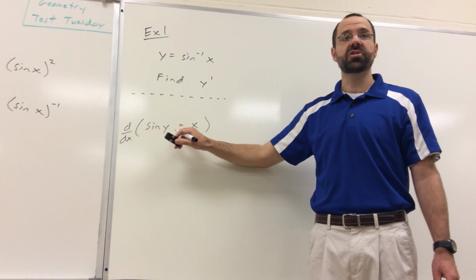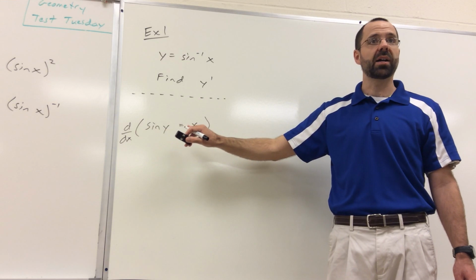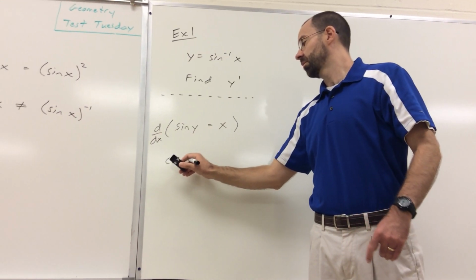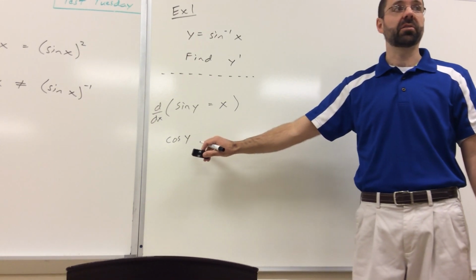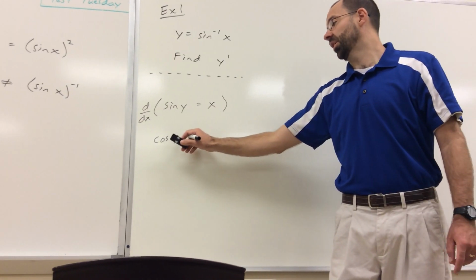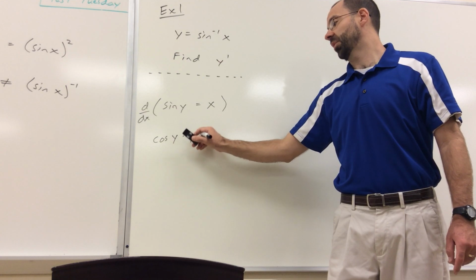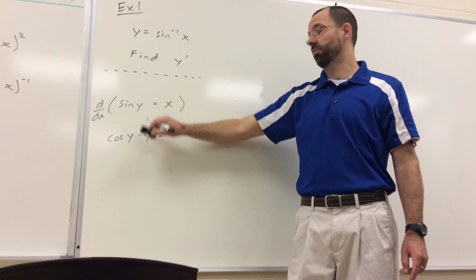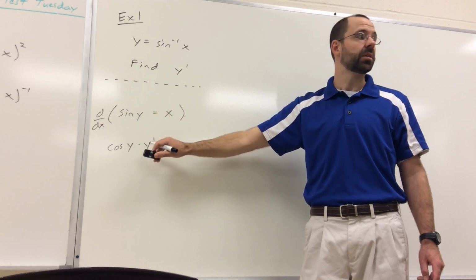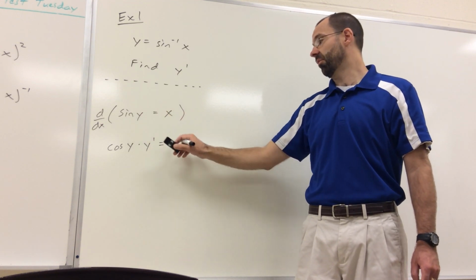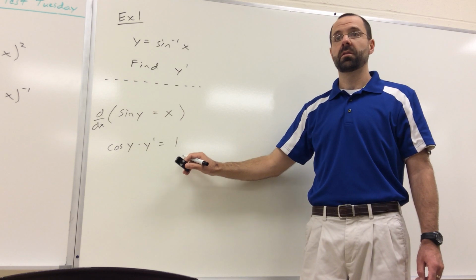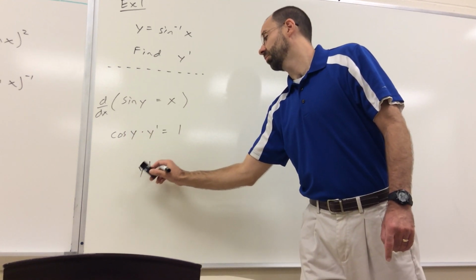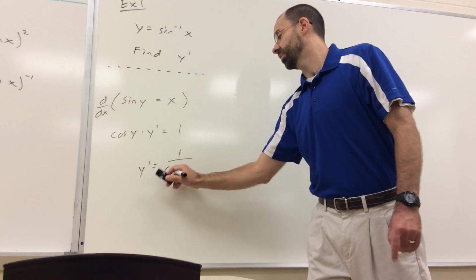And it's going to be a disguised chain rule because this is no longer solved for y. So derivative of sine is cosine. Then you plug the regular inside into it. And then you have to finish out the chain rule by multiplying by y prime. So this is what we did in 3.7, the disguised chain rule. Then the derivative of x is 1. And then you divide the cosine to the other side. So y prime is 1 divided by cosine.